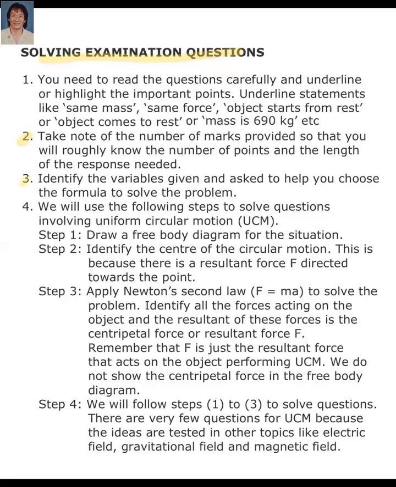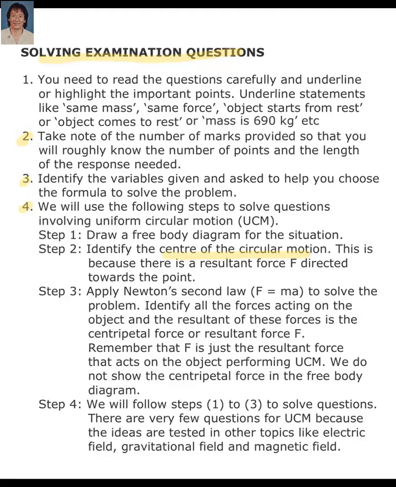Number three, identify the variables given and asked to help you choose the formula to solve the problem. Number four, we will use the following steps to solve questions involving uniform circular motion. Step one, we draw a free body diagram for the situation. In step two, we identify the center of the circular motion. This is because there is a resultant force directed towards the point.